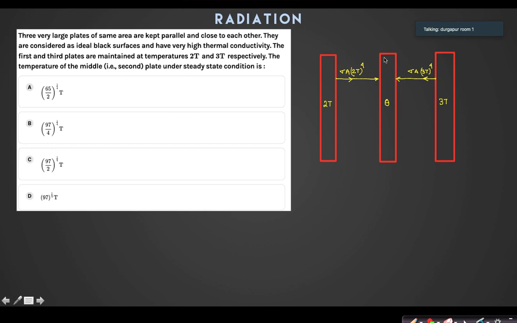So if these two are incident radiation on it and it is also a black body, what is the absorbed radiation by the body? The same as the incident. But it also has temperature theta, so it will emit. The emission will be sigma A theta to the power 4, and it will emit from both the surfaces. So 2 sigma A theta to the power 4 is equal to sigma A T to the power 4 into (2 to the power 4 plus 3 to the power 4), which is 97. So theta is equal to (97 divided by 2) to the power 1 by 4 into T. That should be the answer of this question.